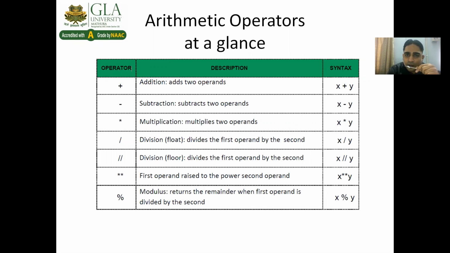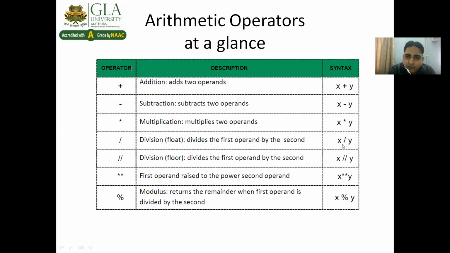When we look at all the operators at a glance, you can see that the plus operator is used for adding two operands. If you want to add x and y, you write x plus y. Subtraction is the minus operator, so x minus y gives you the difference between x and y. It will give you a positive or a negative value, depending upon whether x was greater than or less than y. Then star is used for multiplication. It multiplies the two operands, x multiplied by y.